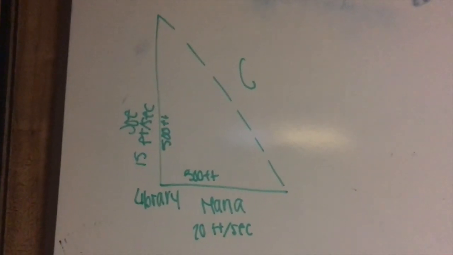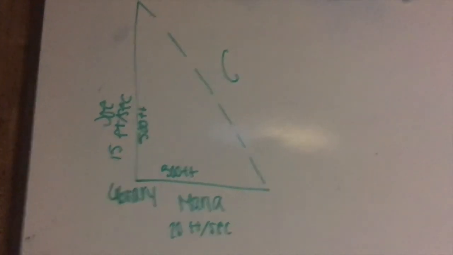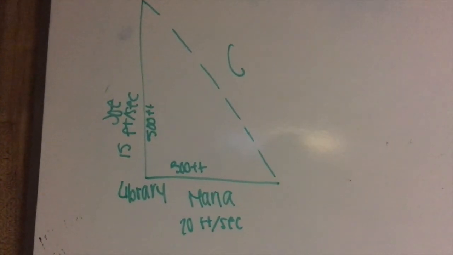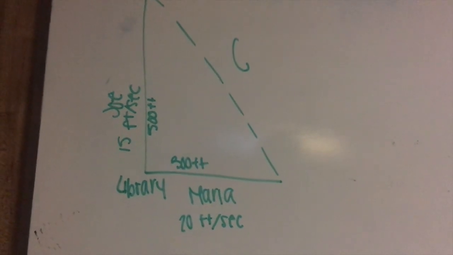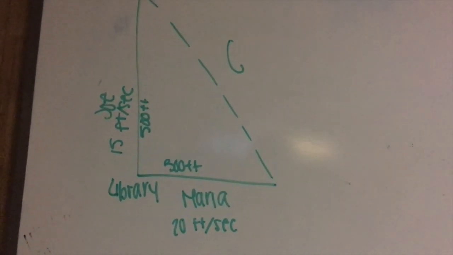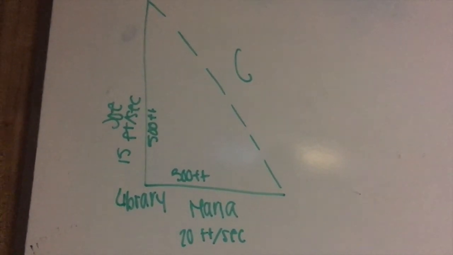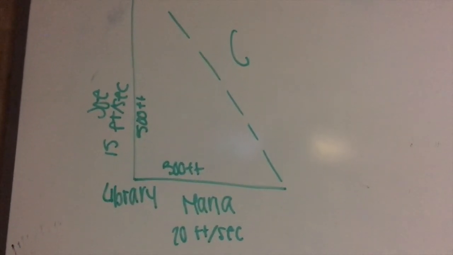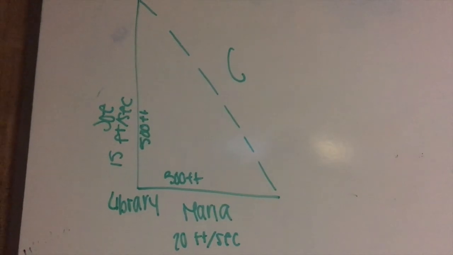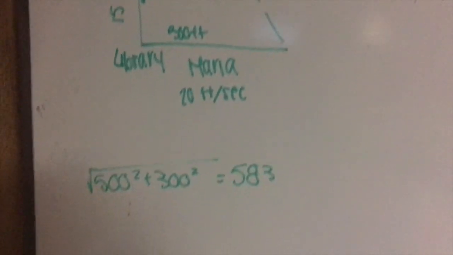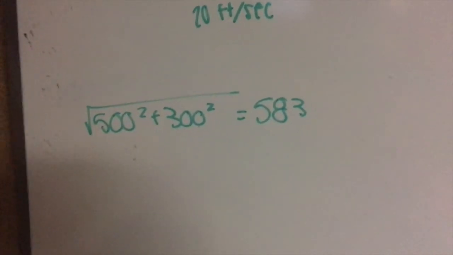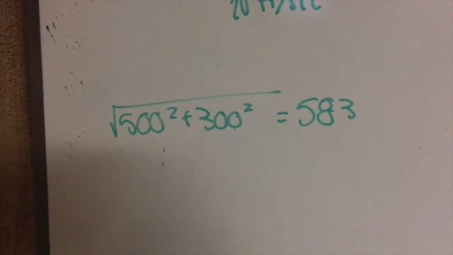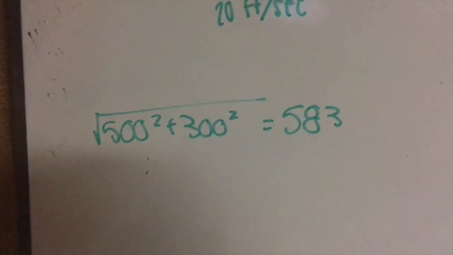For the first part of the problem, we know that Maria is moving east at 20 feet per second, and she is currently 300 feet away from the library. And we know that Joe is moving south towards the library at 15 feet per second, and he is currently 500 feet away. We're going to use the variables J and M to represent the two characters and C to represent the distance between them. We do need the length of C, which can be solved for using the Pythagorean theorem, to get 583 feet. This will be used later in the problem.